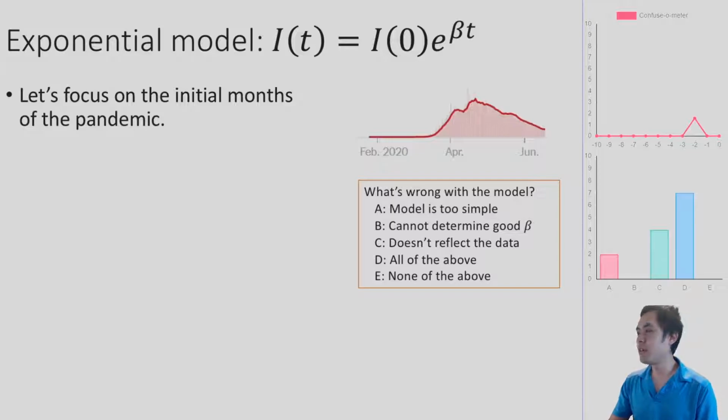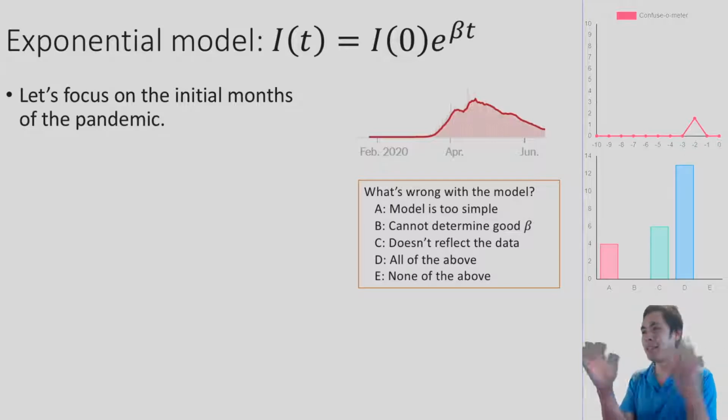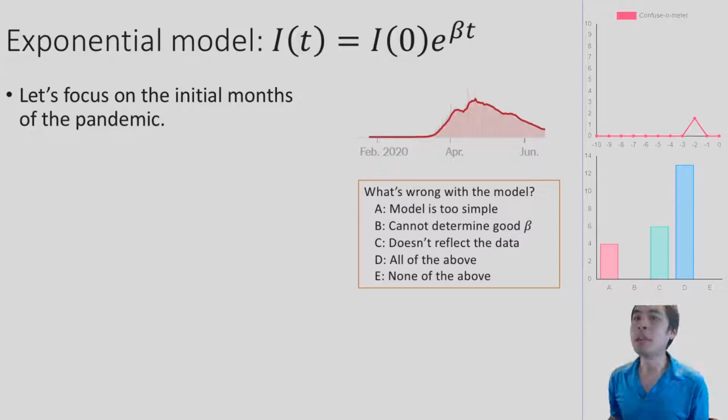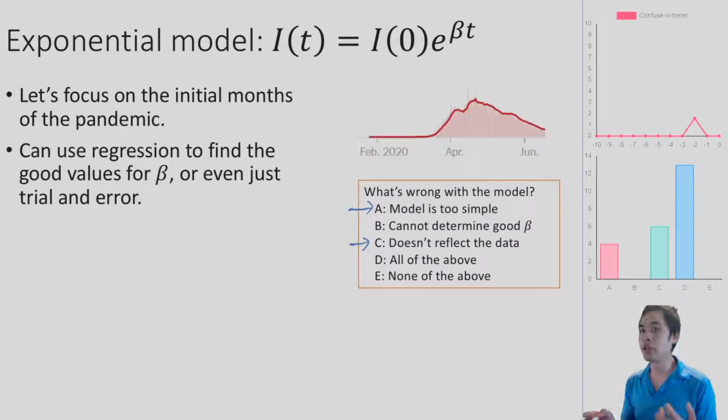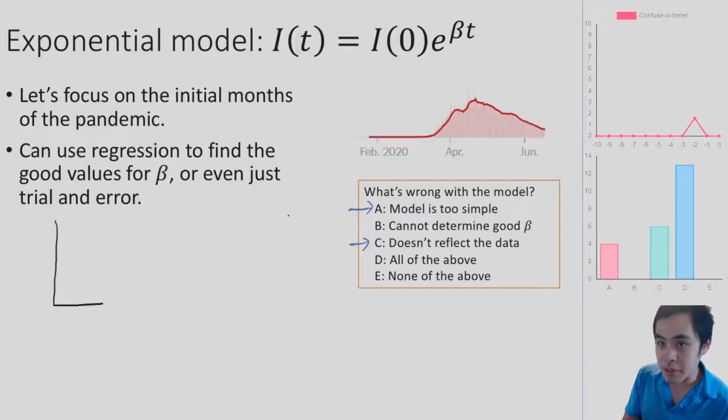Okay, so we have a good mix of different guesses. Some people think A, some people think C, some people think D. Well, of course, there are many things wrong with this model. But in particular, one of the things that isn't wrong is that you can find a good beta. And so D is actually not the right answer. The correct answer here is either A or C. Because you can use regression to find a good value for beta, or even just trial and error. If you have different values of beta, you're going to get different exponential curves.